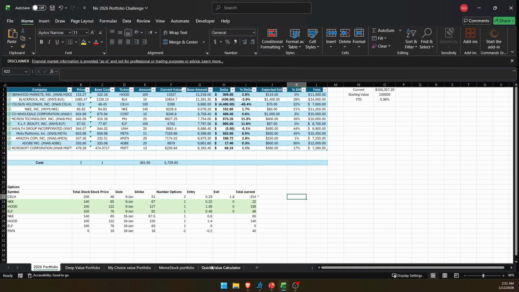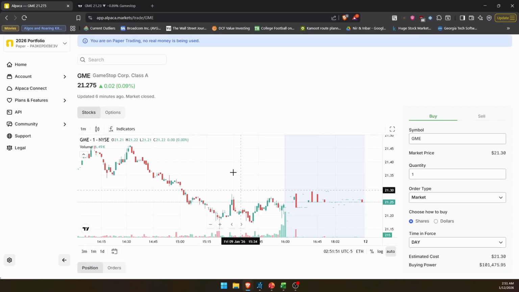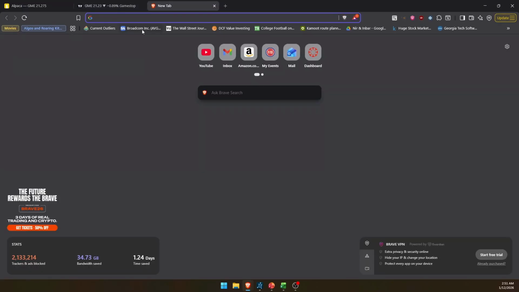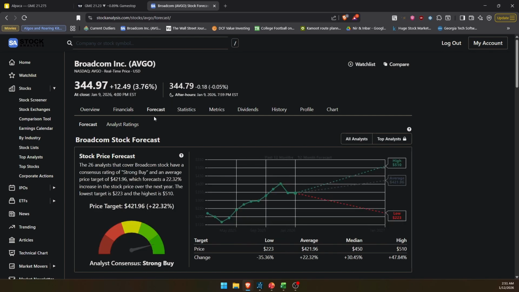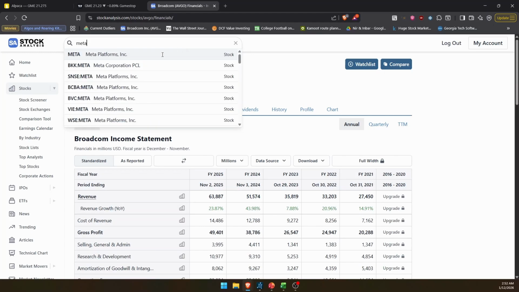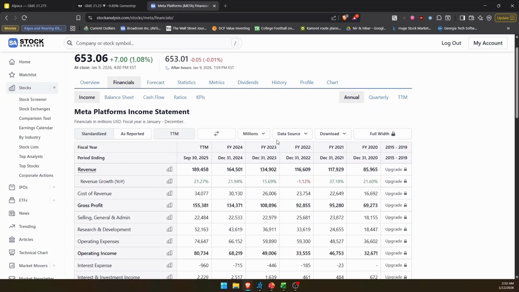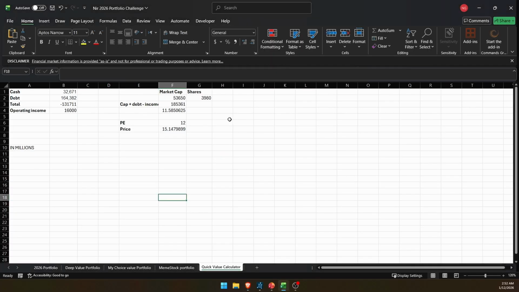So here's my spreadsheet. I have this very, very simple online calculator here. And here I have Alpaca. Let me open up stockanalysis.com. I like to get all the data from Stock Analysis. So I go to Meta. Overview first, because I like to know the market cap. So the market cap is 1.65 trillion.